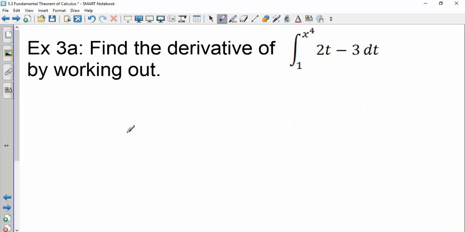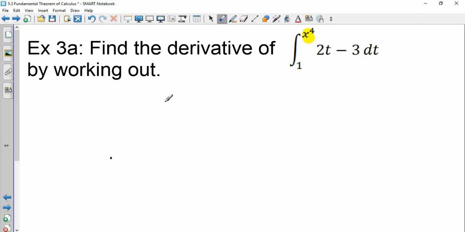Let's do another one by working it out, because this time I changed it. I am going to x to the 4th. So it's not quite like the fundamental theorem. 2t minus 3, that's a polynomial, so it's continuous and differentiable. I'm starting at a constant, but I didn't stop at x. I stopped at x to the 4th. So let's see what changes when we do that.